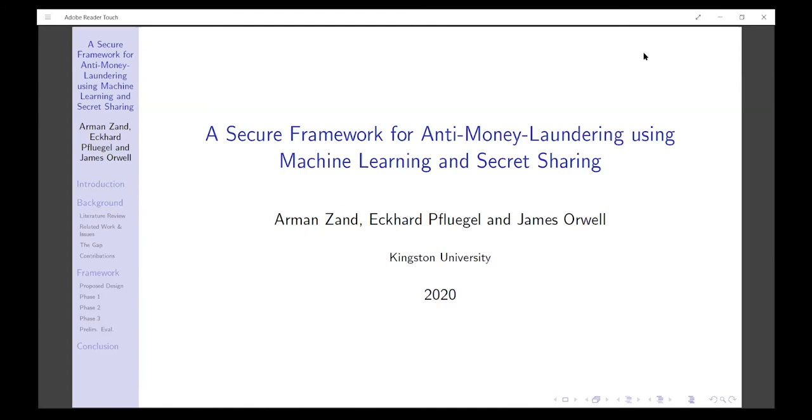Thank you for coming to this presentation. This is some work I did with my supervisors. Many thanks to them, Eckhard Pfluegel, James Orwell, and myself, Arman Zand. A Secure Framework for Anti-Money Laundering Using Machine Learning and Secret Sharing.